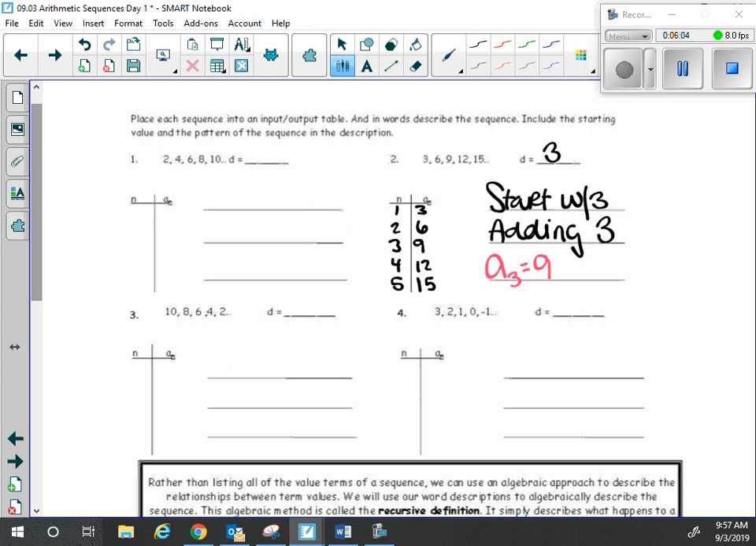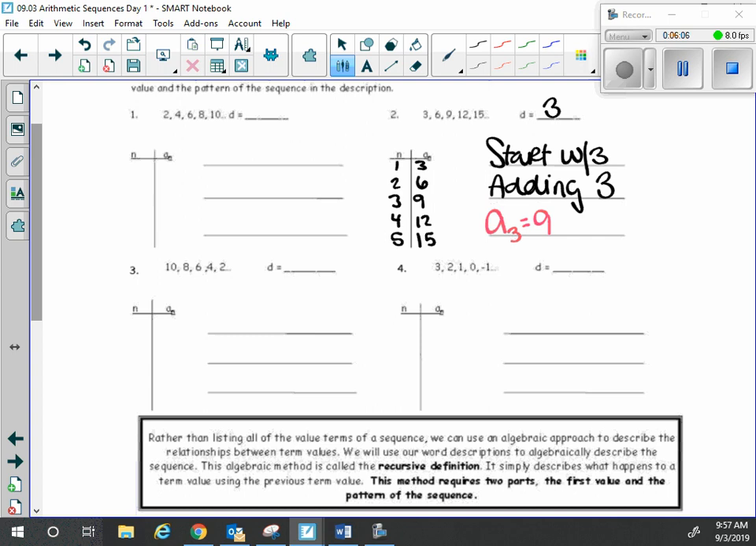Okay, let's look at number 4. 3, 2, 1, 0, negative 1. What's my common difference? Minus 1. Okay? Again, with my table, looking at my position, my first term is 3. My second term is 2. My third term is 1. My fourth term is 0. Okay? So if I asked you what is a of 5, what would you tell me?